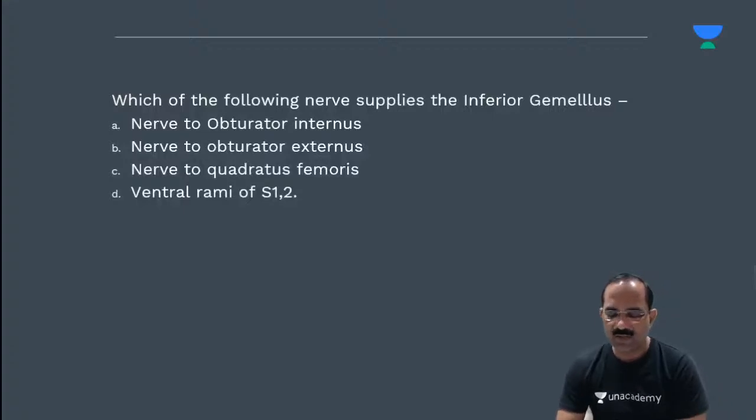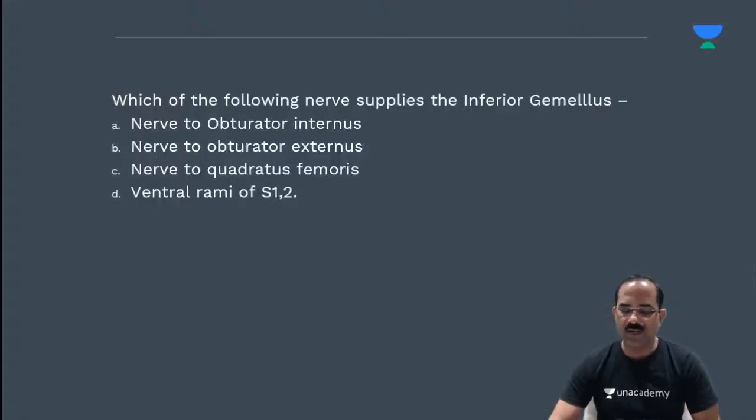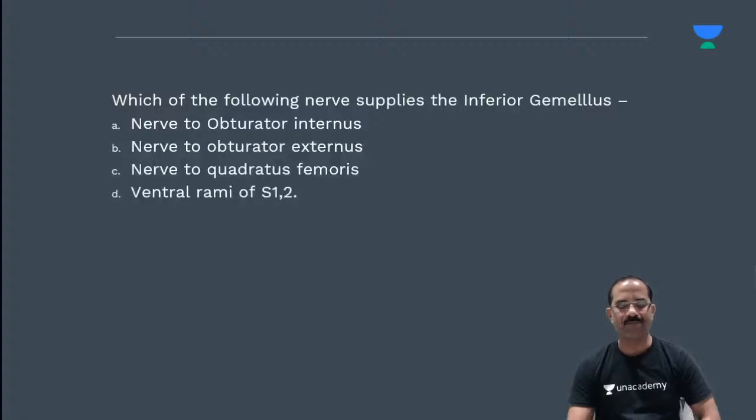Which of the following nerves supplies the inferior gemellus? Yes, answer बच्चों. Answer. Anyone? Inferior gemellus. Anyone? Come on, बच्चों, come on.